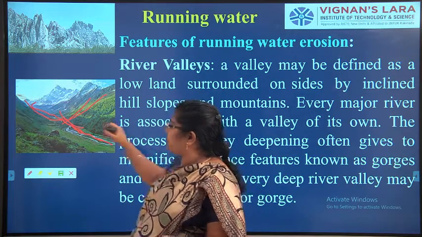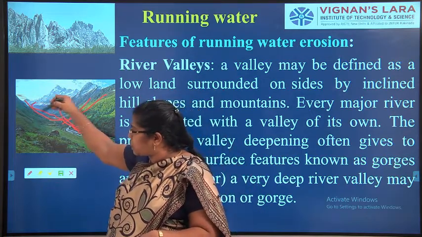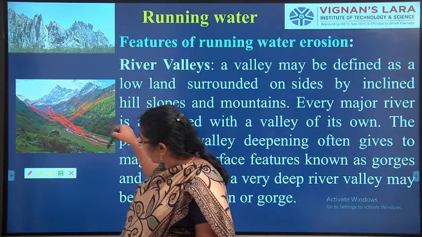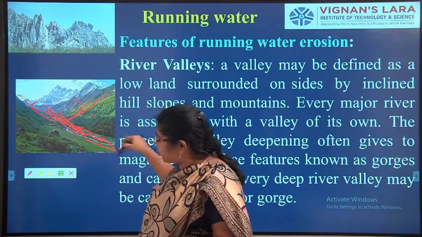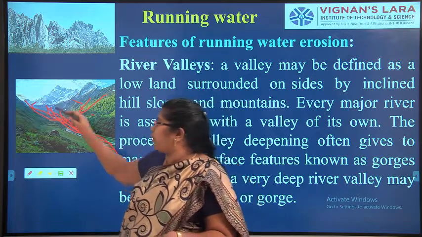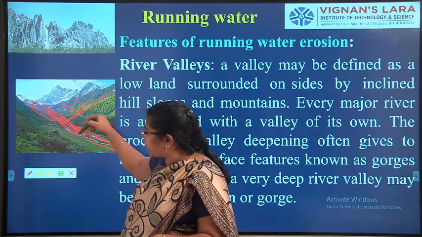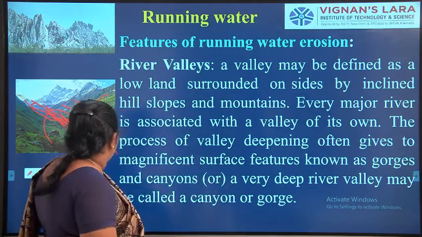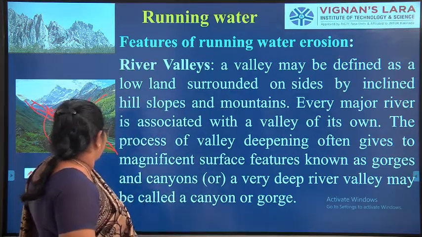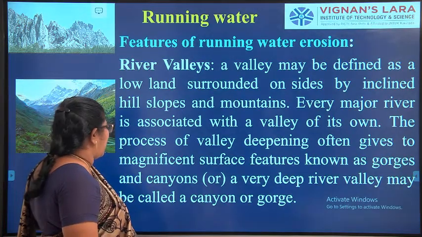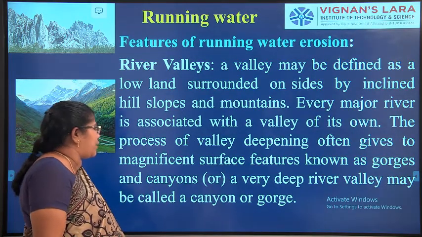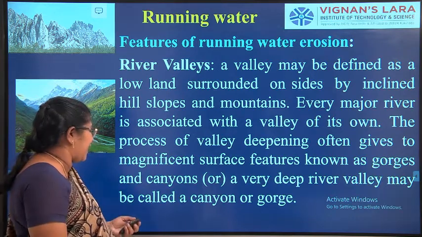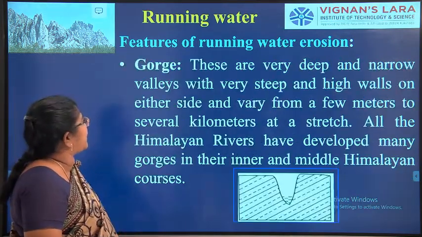Due to this water, the valley is formed and the rocks are broken down. They are borne and brought to the next place, and settled there. From the mountains they are brought to the valleys and settled there. That we call the river valley, right? Actually the process of valley deepening often gives magnificence to the surface with features like gorges and canyons.